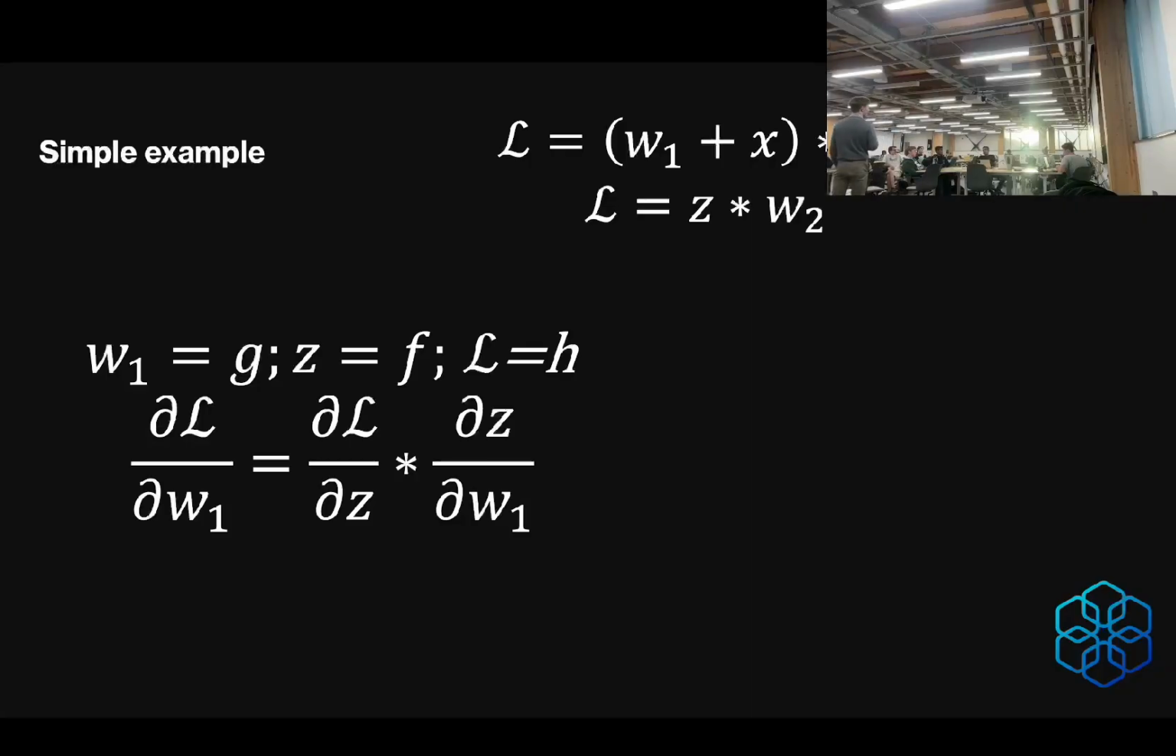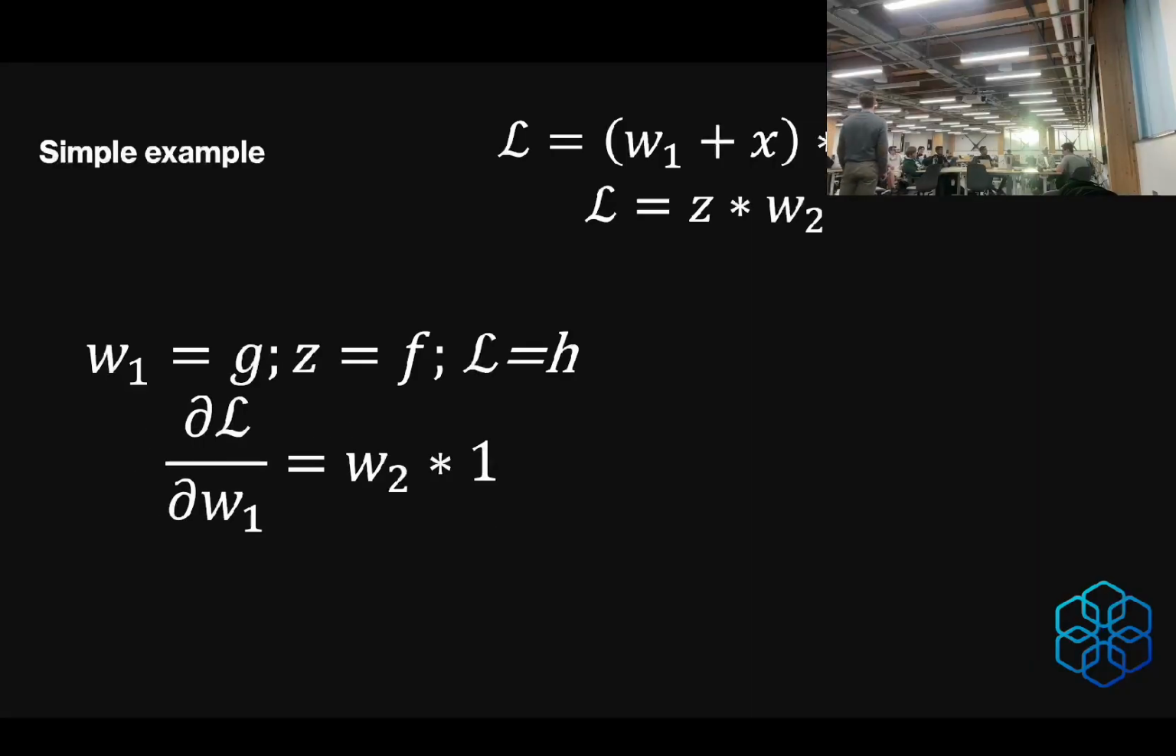So what is z? That's right. So what is the derivative of that with respect to W1? 1. And so you were right. So it is just going to be W2 multiplied by 1.